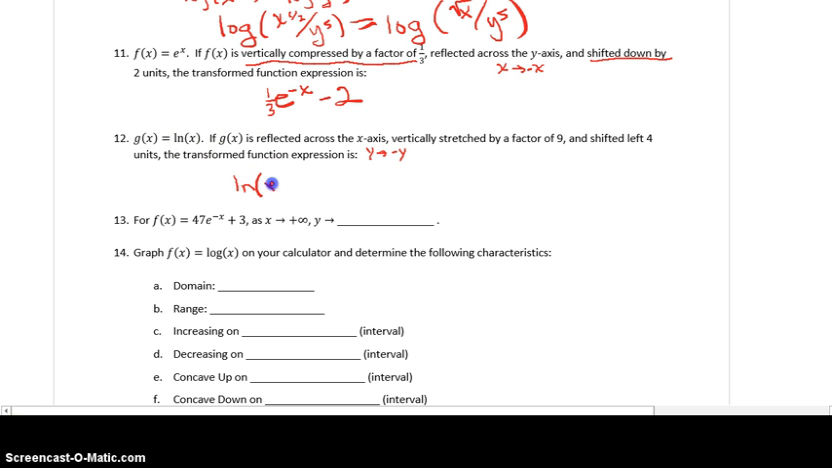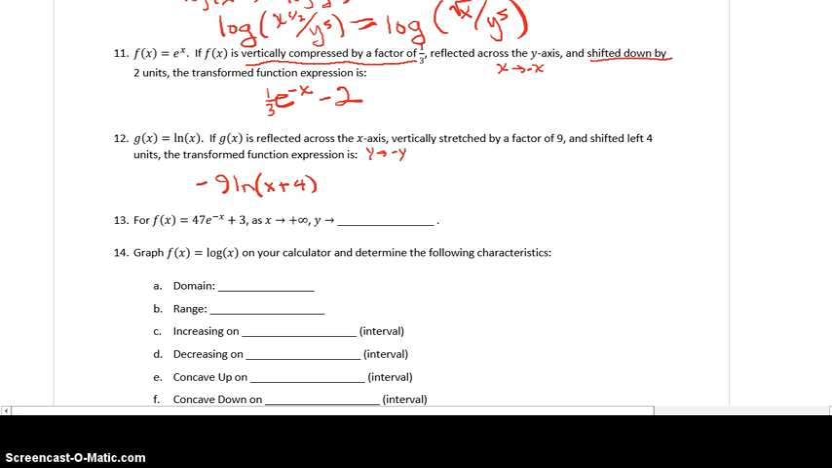So on the inside, we'll change x to x plus 4, and then on the outside, we'll take care of our two transformations here. We have a change in sign, and we have a vertical stretch by a factor of 9, so we can combine those two into that.